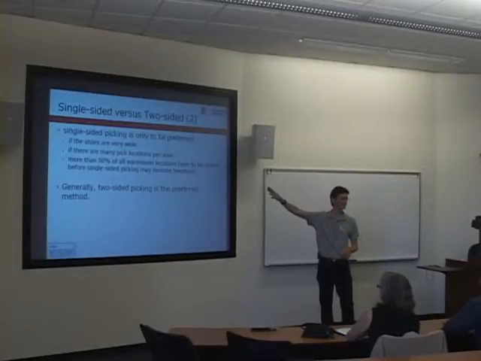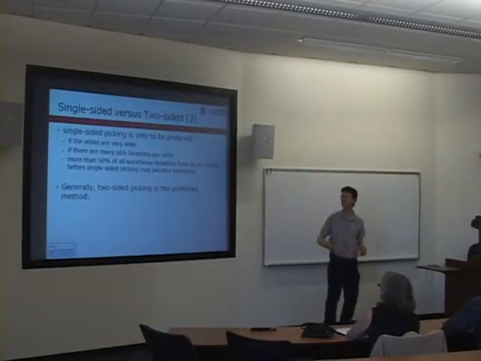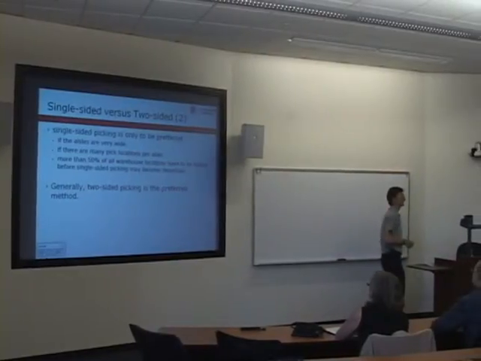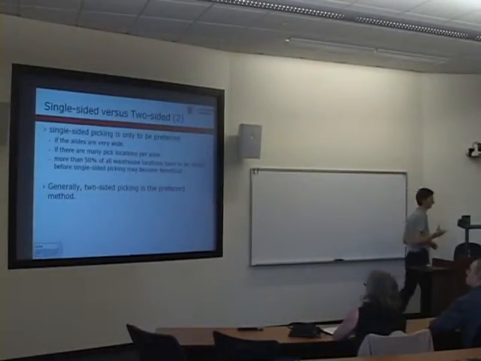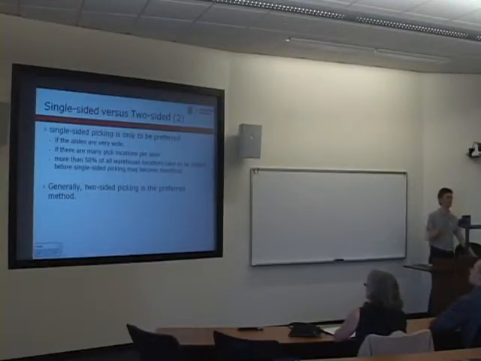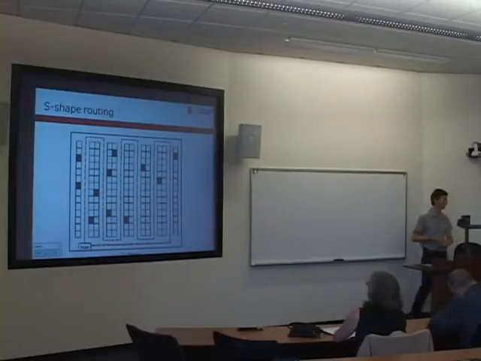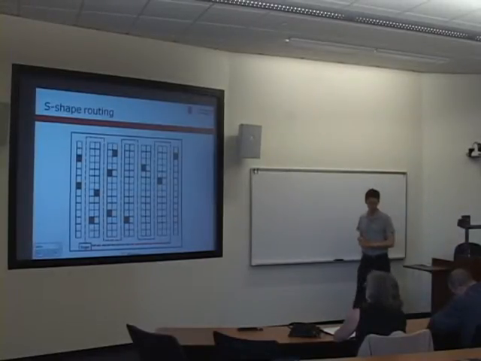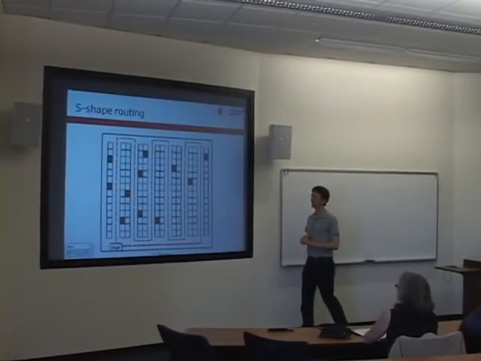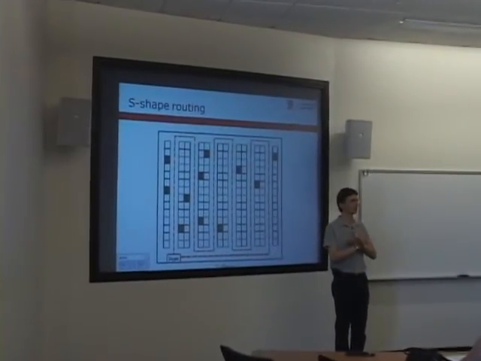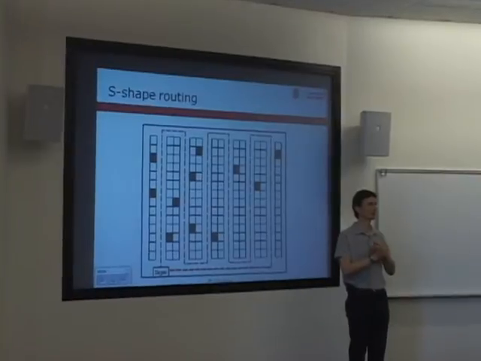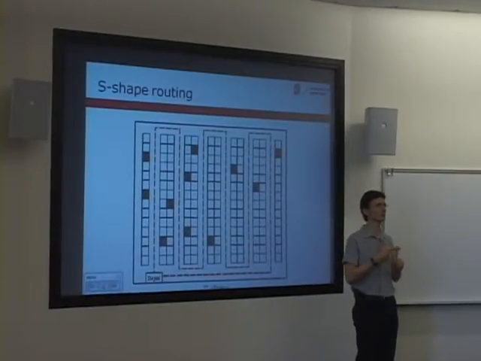This was an article by Mark Goedschalks, if I remember correctly, and he showed that you really need some very extreme cases for this to work out. So typically, two-sided picking. Pick left and right of the aisle at the same time and don't go back to the same place. Okay, so we are going to use automated computerized routing methods, and we are going to do two-sided picking.